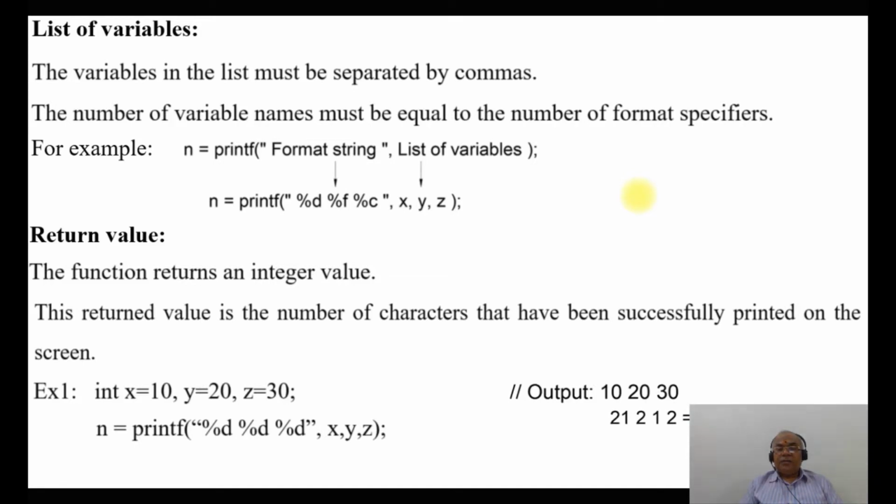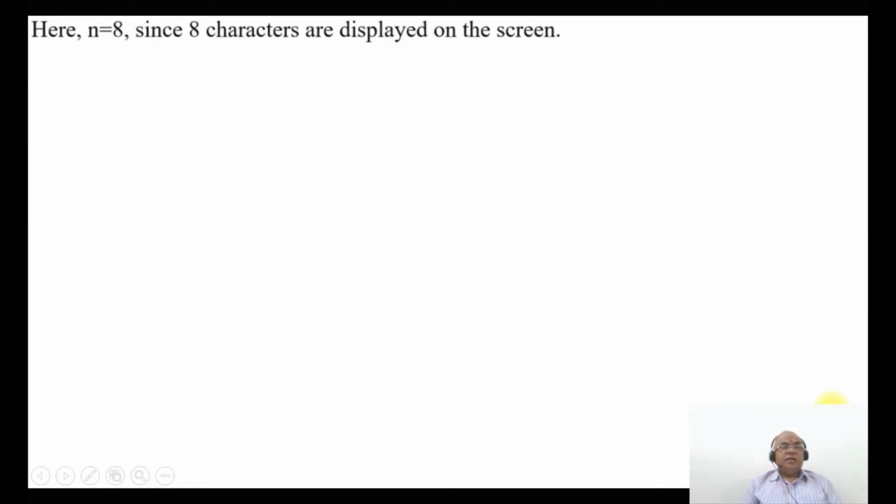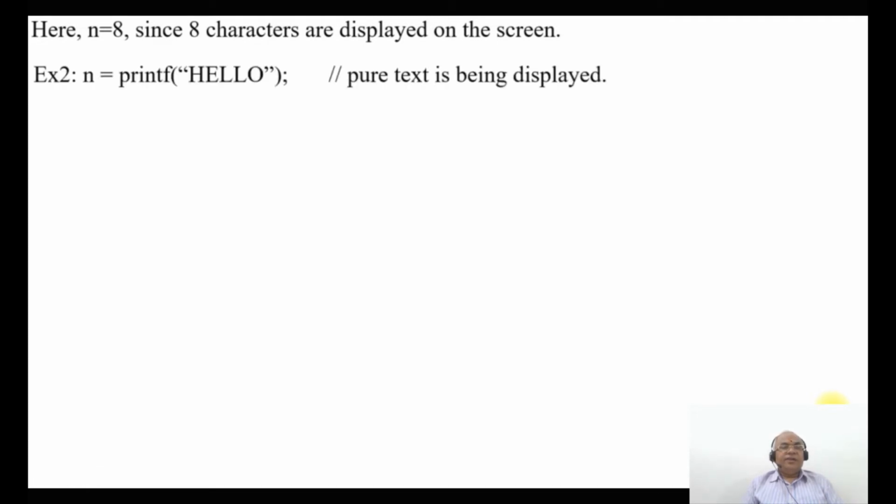So you have two digits and one space, again 2, 1, 2, so the total number of characters is 8. Then here n is equal to 8. That means 8 characters are displayed on the screen.